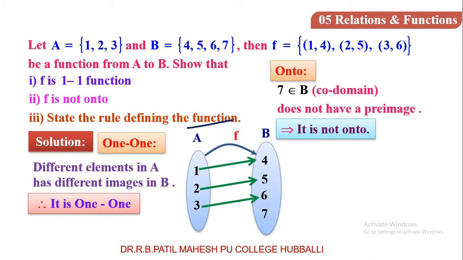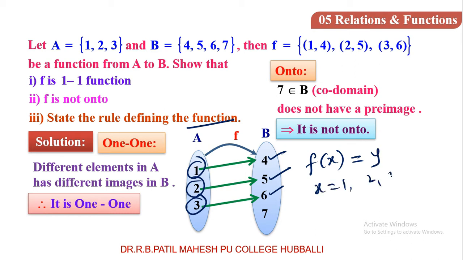The third question. Dear students, when you take 1, you are getting 4. When you take 2, you will get 5. When you take 3, you will get 6. It means that if I say f of x is equal to y, then x values are definitely 1, 2, 3 and y values are 4, 5, 6. So when you take x equal to 1, you will get 4. When you take x equal to 2, you will get 5. When you take x equal to 3, you will get 6.